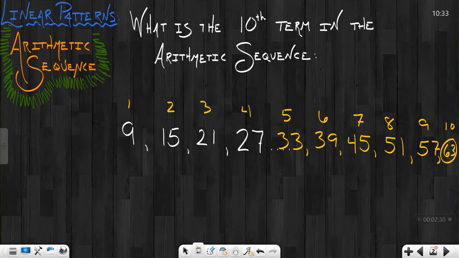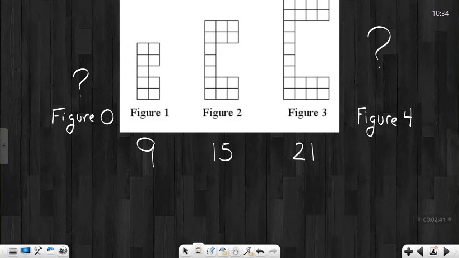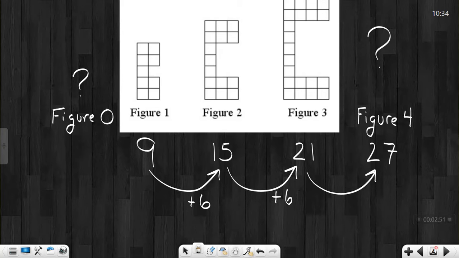Let's take a look at this pattern. Figure 1 had 9 tiles. Figure 2 had 15. Figure 3 had 21. Figure 4 has 27. So how many tiles do we think are going to be in figure 4? 27 tiles. And we noticed that they were adding 6 tiles every single time. And what did we do with these tile patterns? Well, we absolutely did not draw the 10th figure. We did not draw all the figures or build them all the way out to 78.